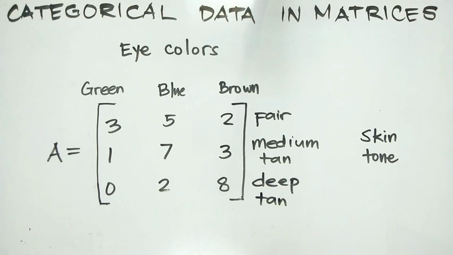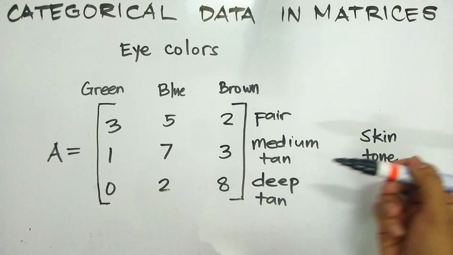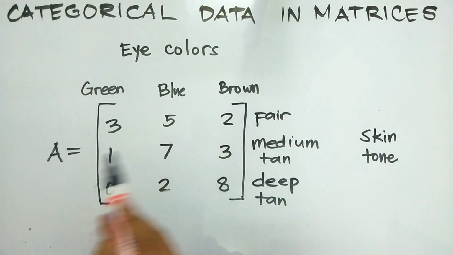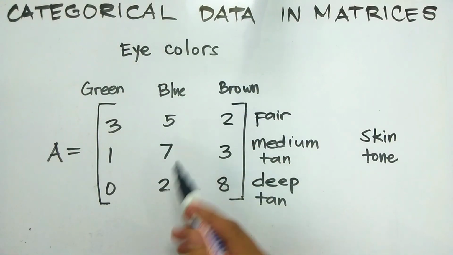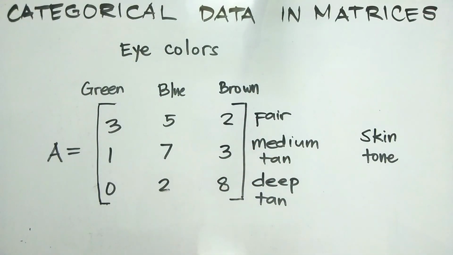So, if we are asked how many students have medium tan skin and blue eyes, so those students which have medium tan skin tone and blue eyes, that would be number 7. There are 7 students with blue eyes and medium tan skin tone.